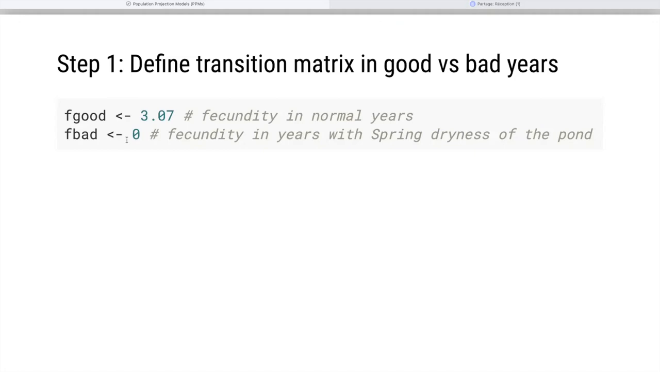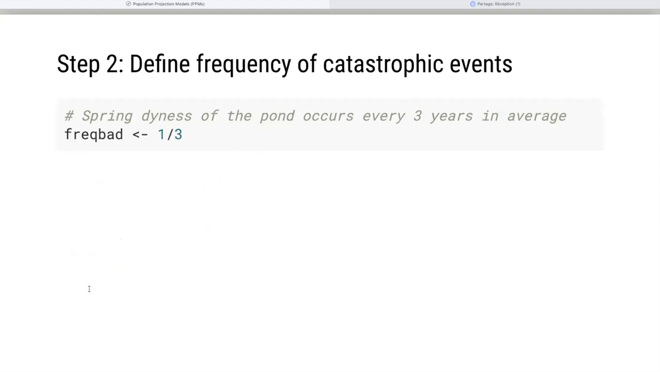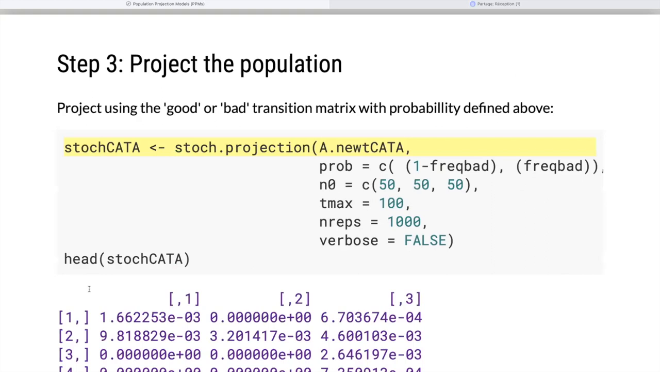So we now have the good years Leslie matrix and the bad years Leslie matrix. We use these good and bad year Leslie matrices to project the population. We said that at the time of the monitoring, there was about one spring of dryness, of severe drought, sorry, where the pond was dry, 1 out of 3 years. So we can use this frequency of catastrophic events to generate the sequence of stochastic matrices.